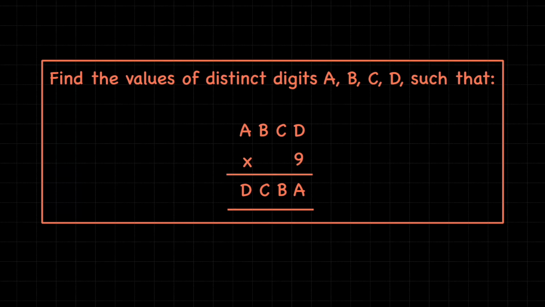In this video, I'm going to talk about how to solve a problem like the one shown on the screen. Find the values of distinct digits A, B, C, D such that ABCD times 9 gives DCBA. In other words, A, B, C, D are digits from 0 to 9, and when you multiply the number of the form ABCD by 9, the result is the reverse number DCBA.